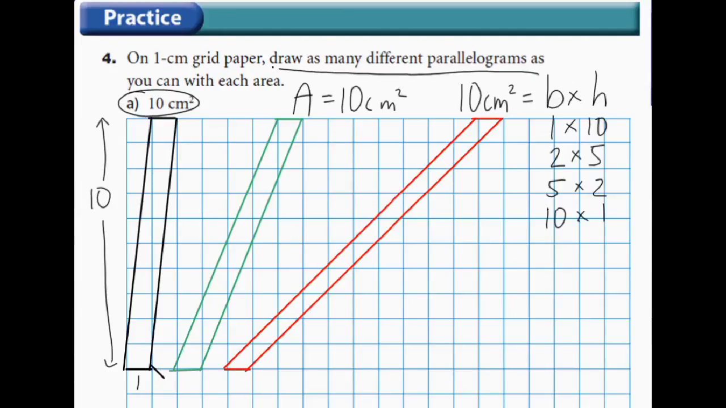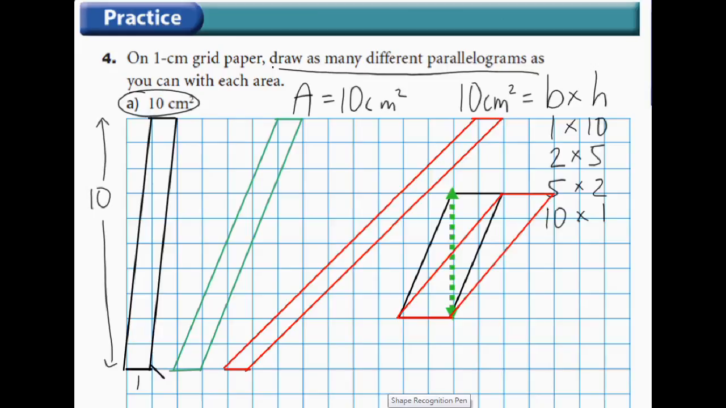Let's take a look at the 2 by 5 one. Well, what about 2 by 5? So that would be going 2 over and 5 up. So 1, 2, 3, 4, 5 up. And I'm going to show my height like this. There's my height, which is 5. And there's one example, but I could do another one, right? I could go over like this. This is another parallelogram here with a base of 2 and a height of 5.